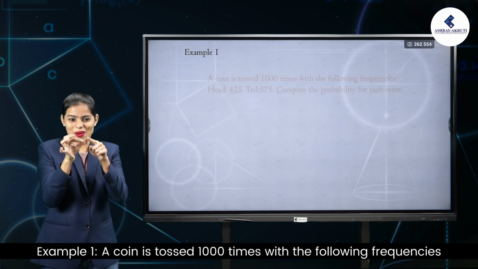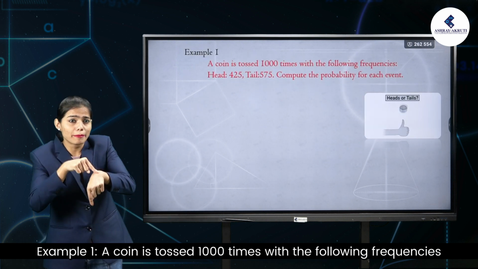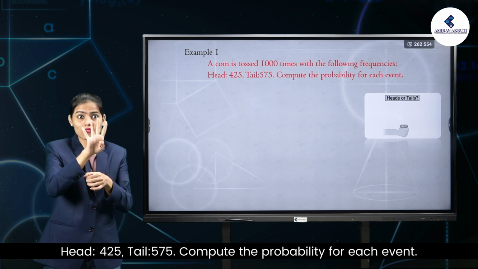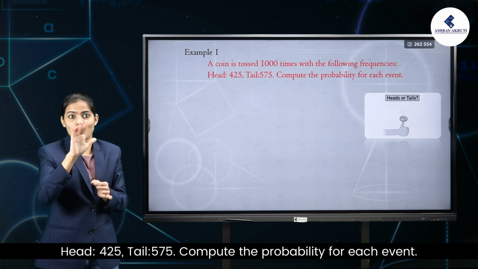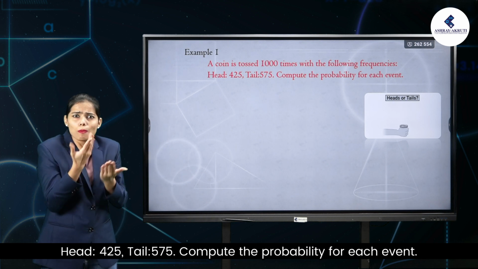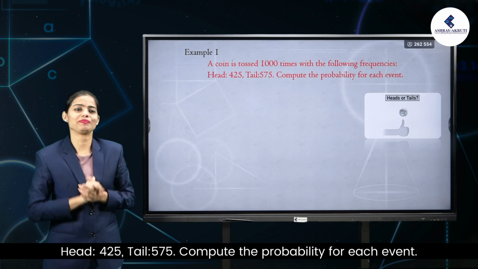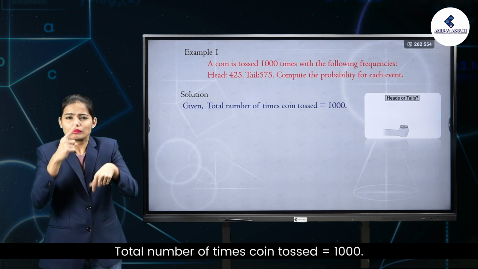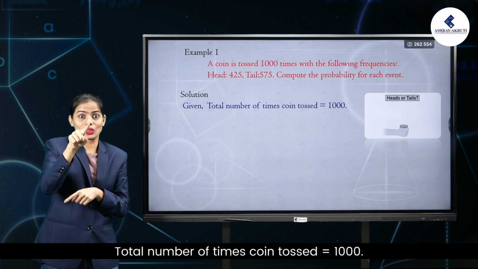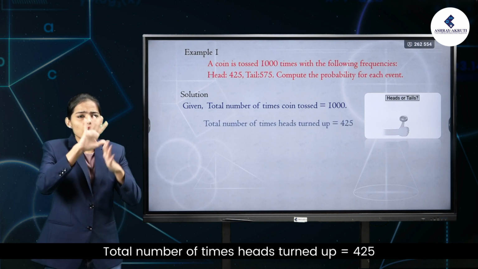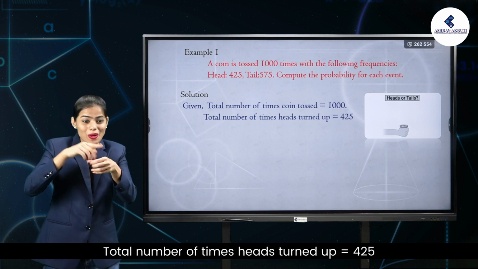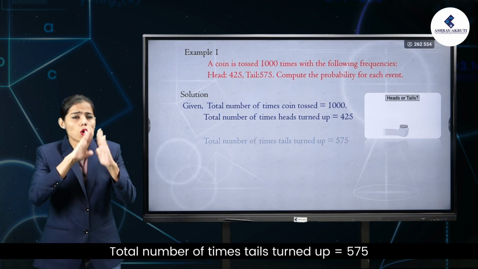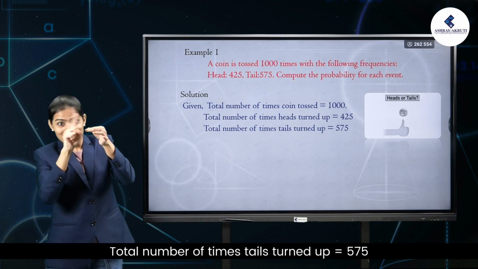Example 1. A coin is tossed 1000 times with the following frequencies: head 425, tail 575. Compute the probability for each event. Solution. Given total number of times coin tossed is equal to 1000. Total number of times heads turned up is equal to 425. Total number of times tails turned up is equal to 575.